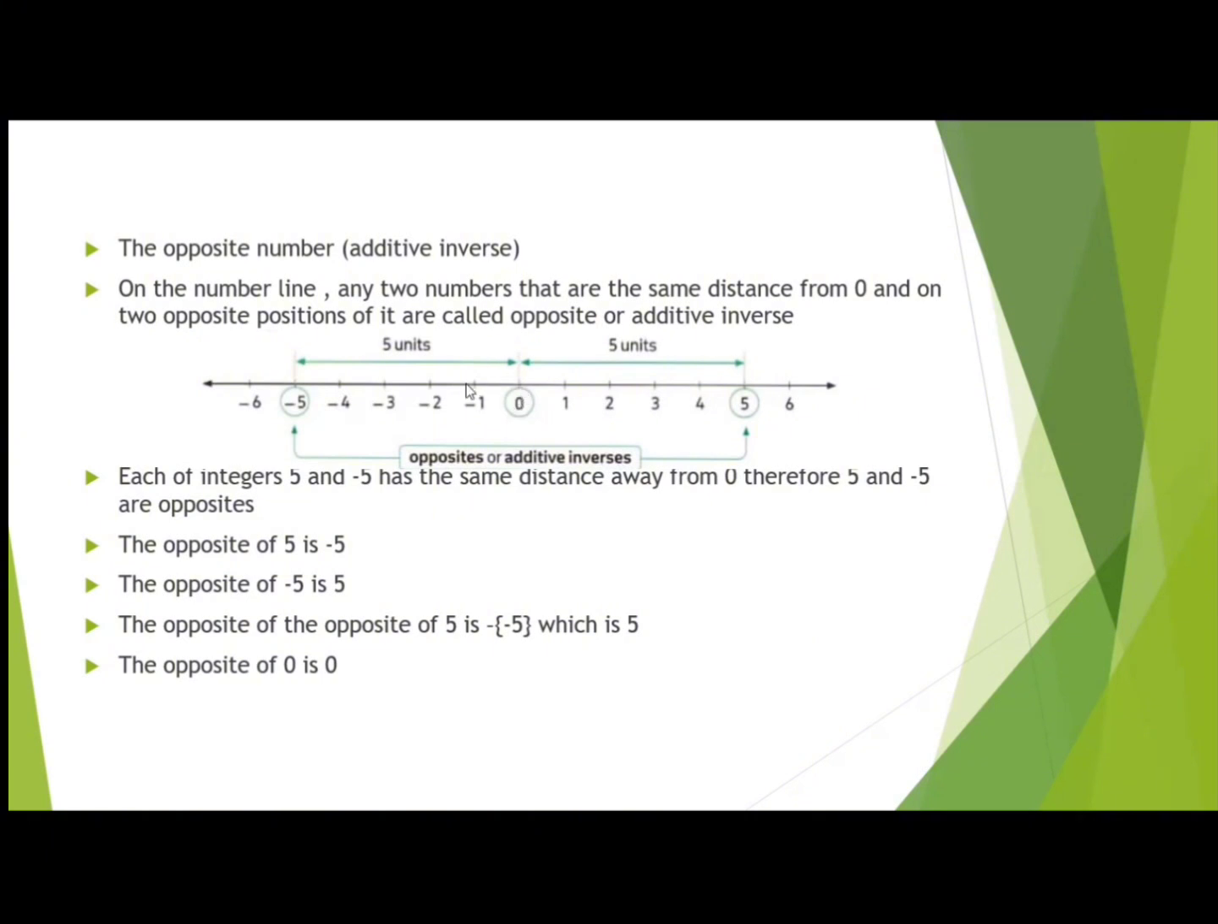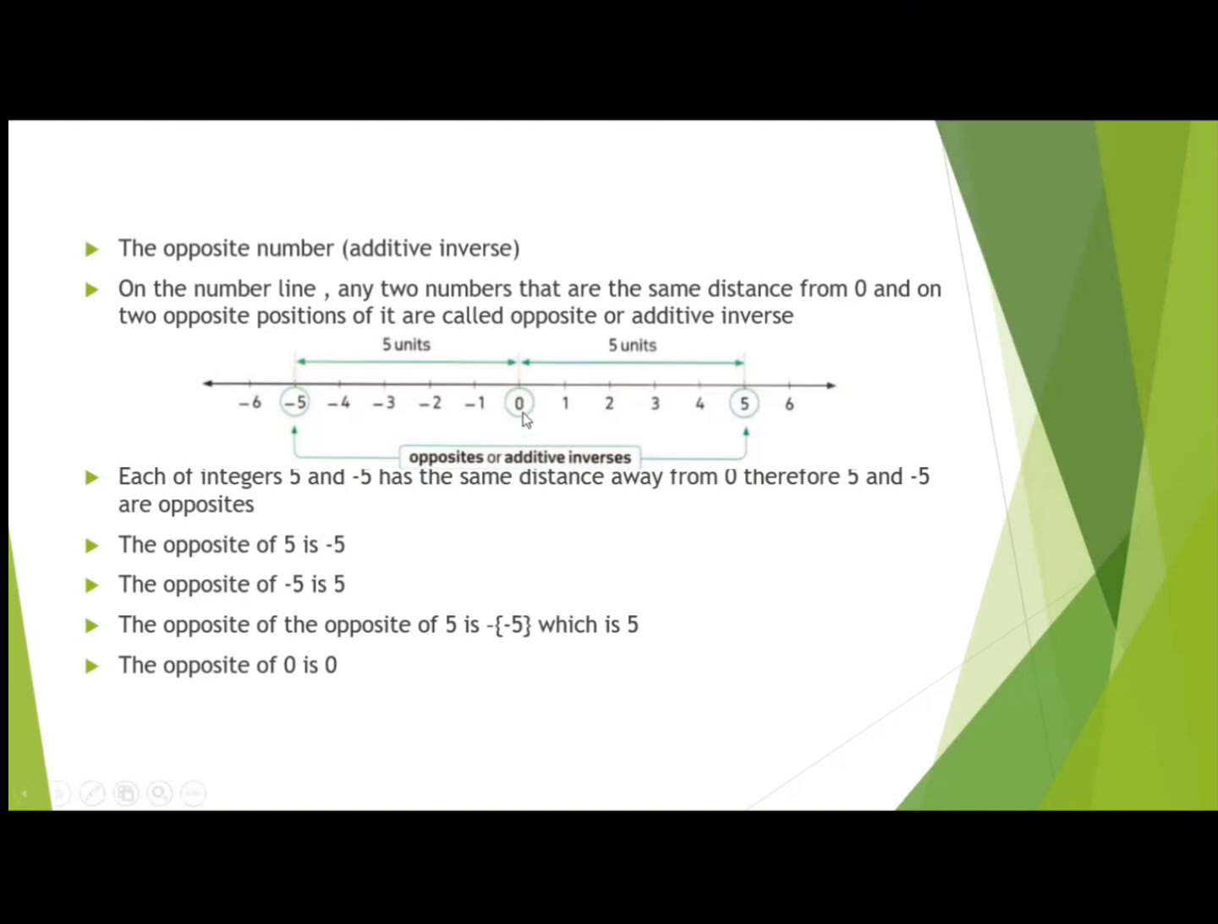If I go one step to the left, I'll find -1. If I go one step to the right, I'll find 1. So the distance here is 1 unit right or 1 unit left. So this is the same distance from 0. 1 and -1 are opposite numbers. 1 is the additive inverse of -1. -1 is the additive inverse of 1.